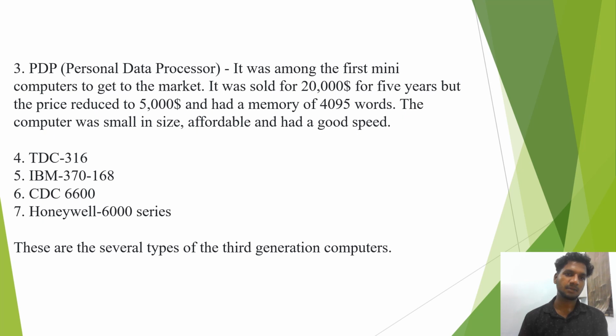PDP. PDP stands for Programmed Data Processor. It was among the first minicomputers to get to the market. It was sold for $20,000 at first, but the price was reduced to $5,000, and it had a memory of 4,095 words. The computer was small in size, portable, and had good speed. Others include TDC 316, IBM 370/168, CDC 6600, and the 6000 series. These are the several types of the third generation computers.